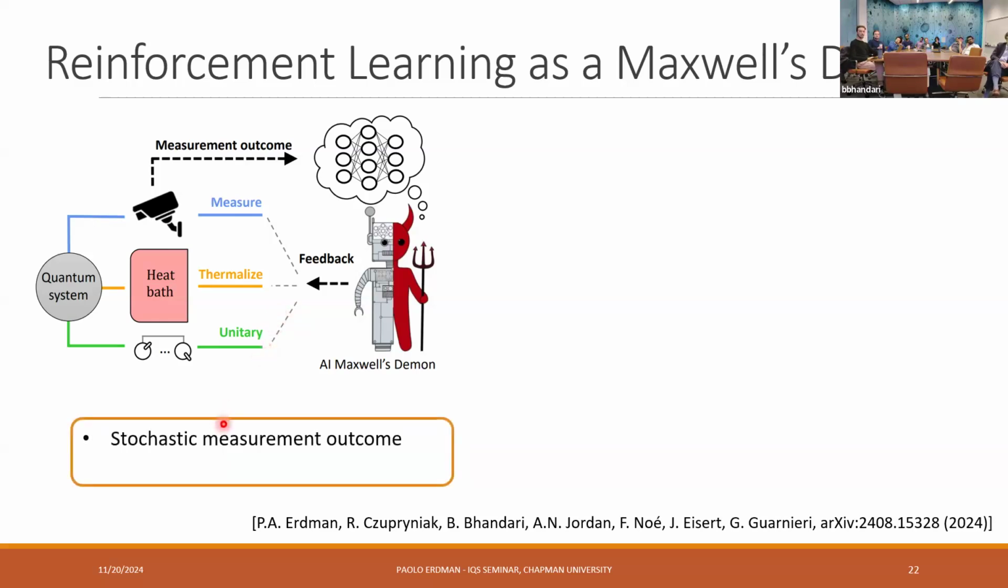So I'd say the main difference here is that now we have stochastic measurement outcomes because we're measuring the system. And because of this, we cannot apply a fixed protocol anymore, but we have to really learn a feedback control strategy. So based on the measurement outcomes, we have to learn what to do. And this is a much more complicated task because it's not just repeating the same thing over and over, but based on what you observe, you have to change your behavior.